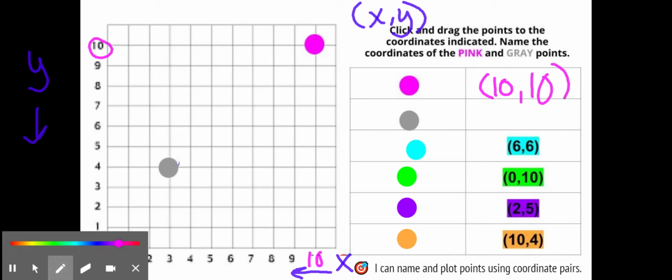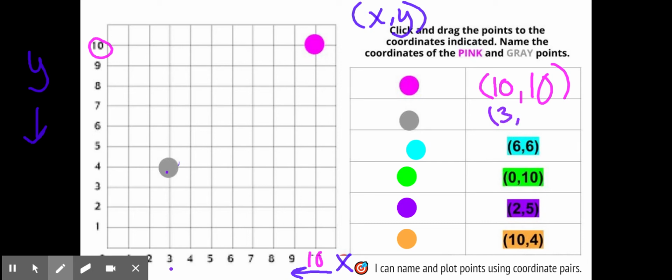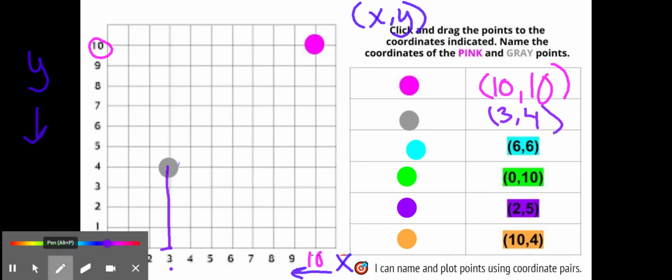If I was to look at this gray coordinate right here, this x is at 3, and the y is at 4. So I go over 3. Oops, it's kind of hard. I go over 3 and up 4. That's at 3, 4.